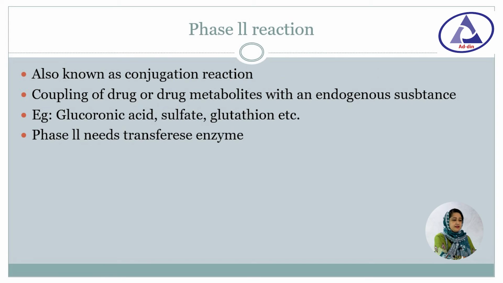Phase 2 reaction, also known as conjugation reaction, is the coupling of the drug or drug metabolites with an endogenous substance that is present in the body like glucuronic acid, sulfate, glutathione, etc. Phase 2 reaction needs transferase enzyme.